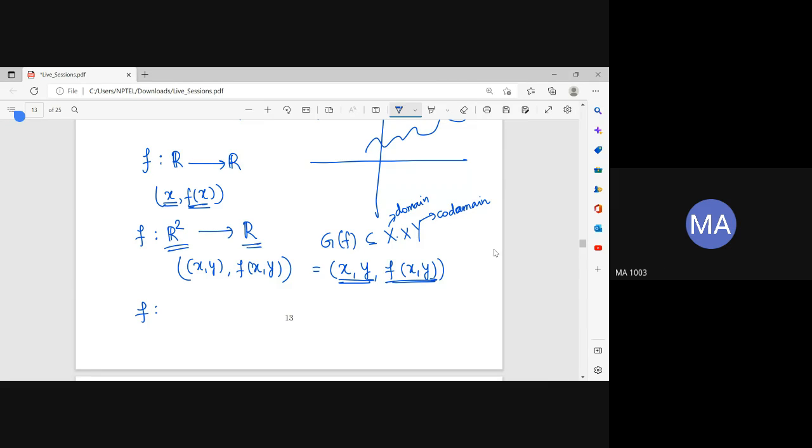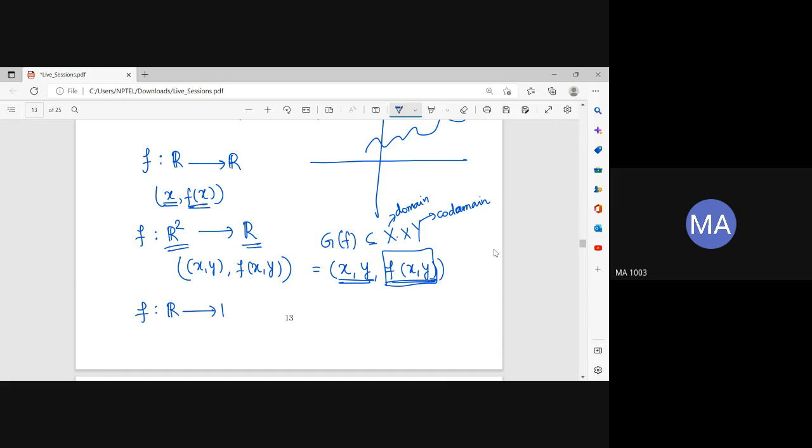Yes. The R component is just one. It's one number. This is one number, right? f of x comma y is one number because it is in R. Yes, ma'am. That is one component.